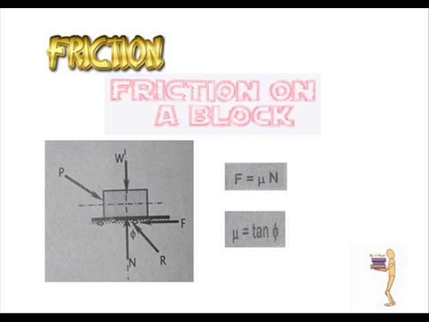The typical friction on a block problem was illustrated here. To solve for this, the formula for the force is equal to mu multiplied by N, and mu is equal to tangent theta.